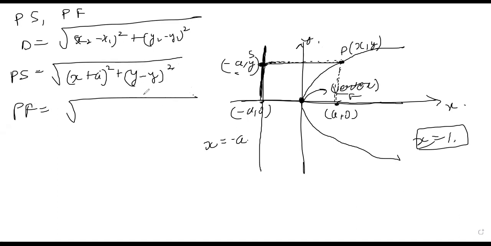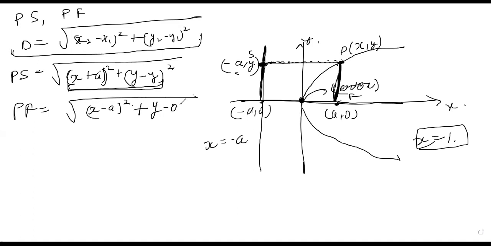Do not open this bracket. Tell me the distance of PF in this way: x2 minus x1 whole square plus y2 minus y1 whole square. So what will be x2, x1 and y2, y1 for PF? x2 would be x, and x1 would be a. So x minus a whole square, plus y minus 0 whole square.